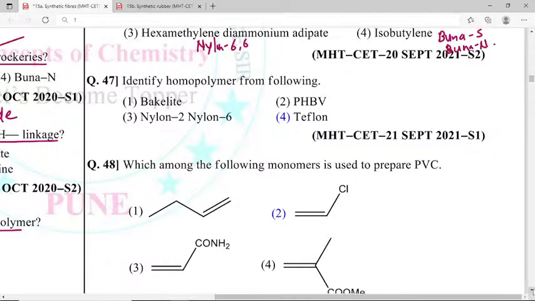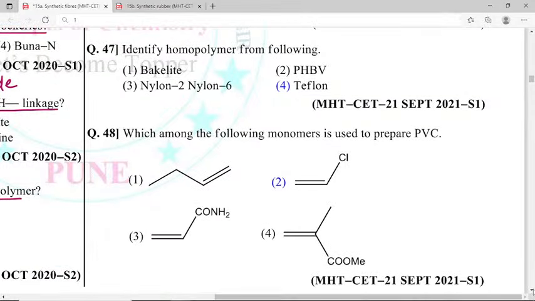Identify the homopolymer from the following. The answer is Teflon. So Teflon is a homopolymer, and the remaining are heteropolymers. Bakelite is a heteropolymer, PHBV is a heteropolymer, nylon 2 and nylon 6 are heteropolymers.